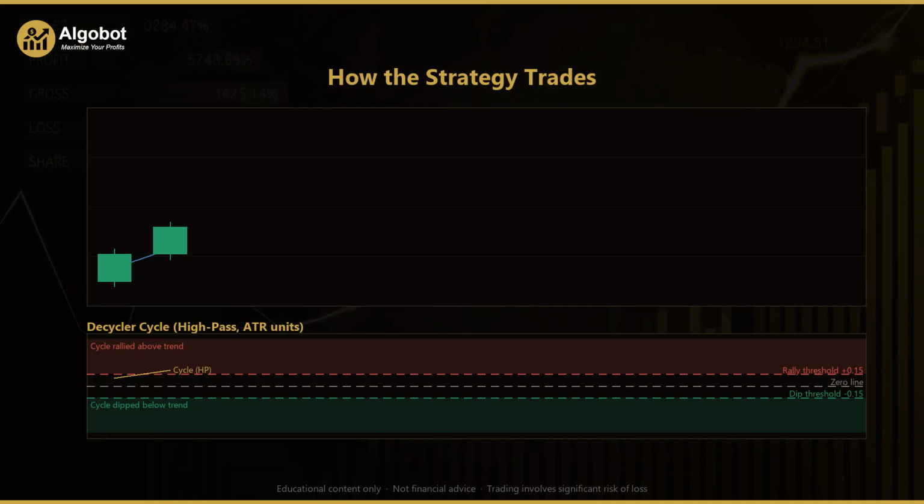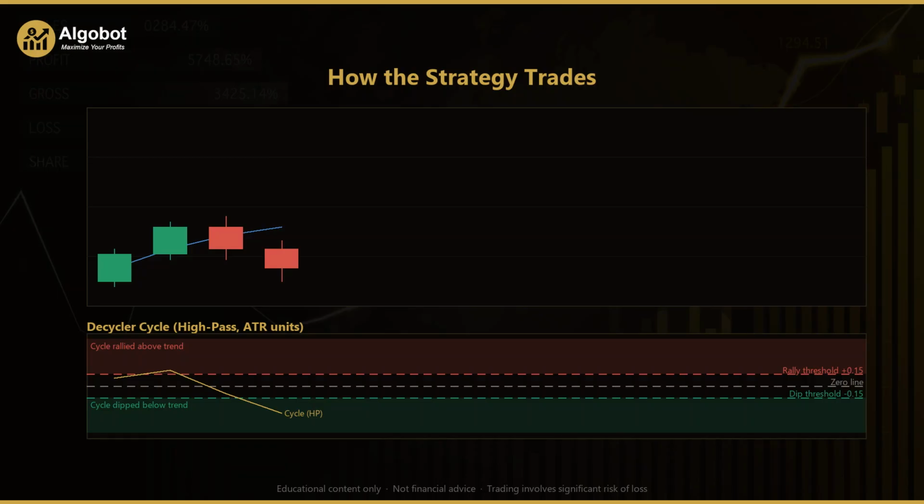On the price chart, the blue line is the Decycler, the low-lag trend line. Underneath, the gold subpanel is the high-pass cycle, the detrended part of price that swings around 0. The green dashed level is the dip threshold, the red dashed level is the rally threshold, and the middle is the 0 line. Look at the first two candles.